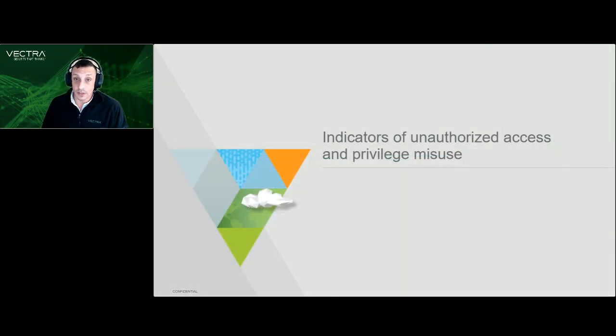Now, we're going to look at some potential indicators of unauthorized access and privilege misuse that you may observe within your environment. Now, there are multiple detections that may trigger for this type of activity. However, I'm going to highlight 3 detections.